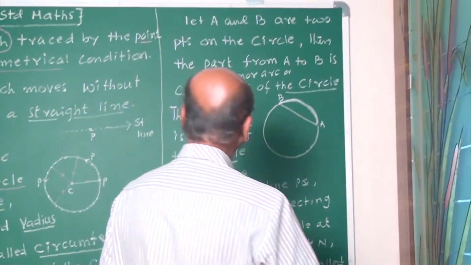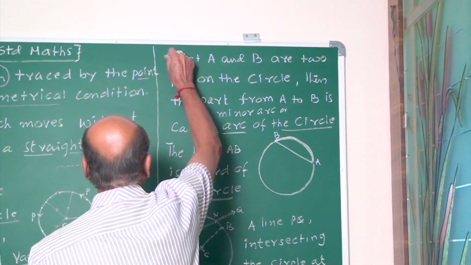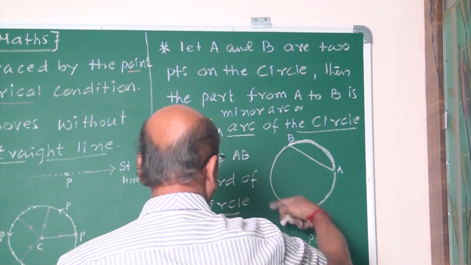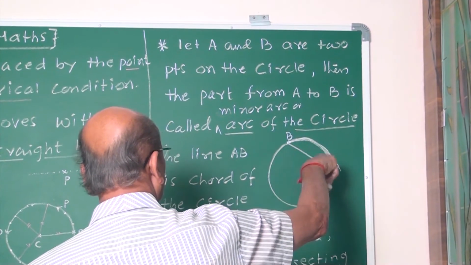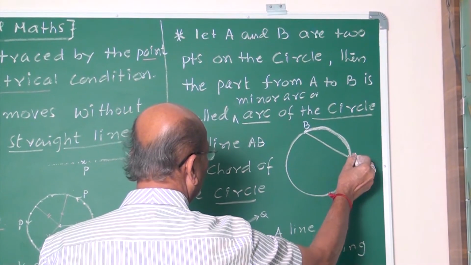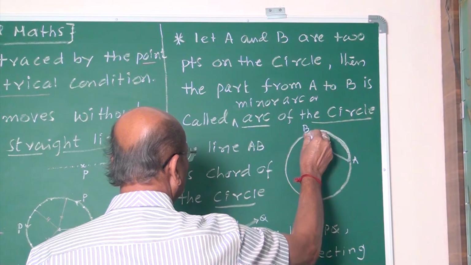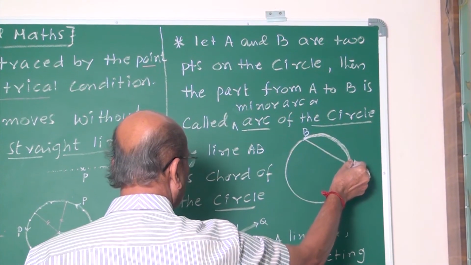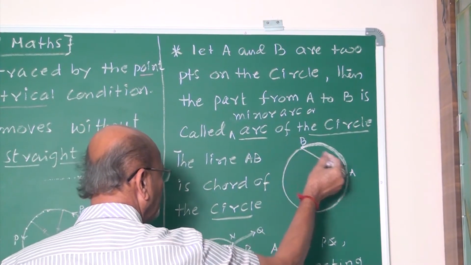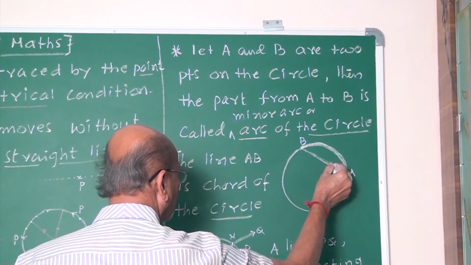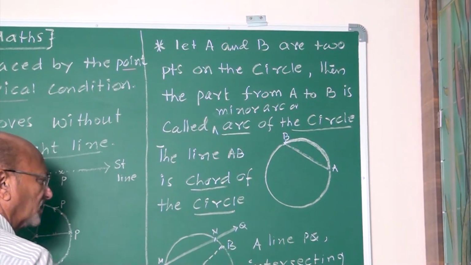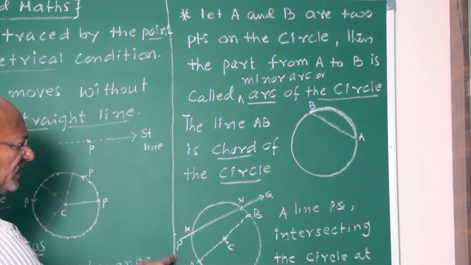Next definition. Let A and B be two points on the circle, on the circumference of the circle. Then the part from A to B is known as an arc of the circle. The line joining A and B directly is known as a chord of the circle.